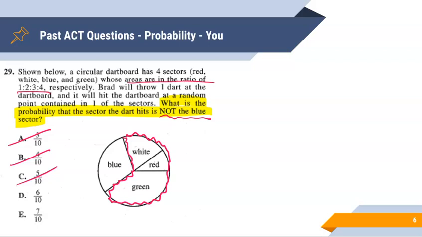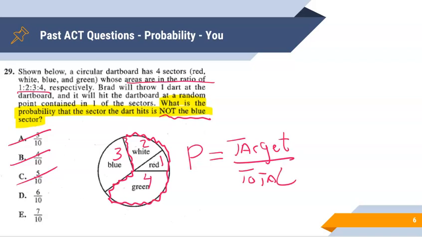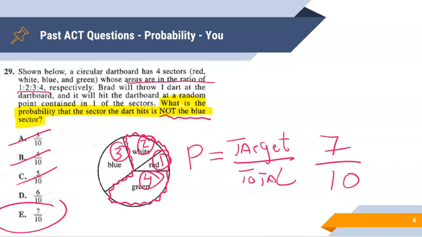Now, they do tell us what the areas are in a ratio of, right? A ratio of, let's see here, the first one is red, so that's 1, 2, 3, 4. And remember, probability is equal to the target divided by the total. Now, our target are those 3 numbers added together, which are 7. The total would be all the numbers together, which is 10. So our answer is 7 out of 10.